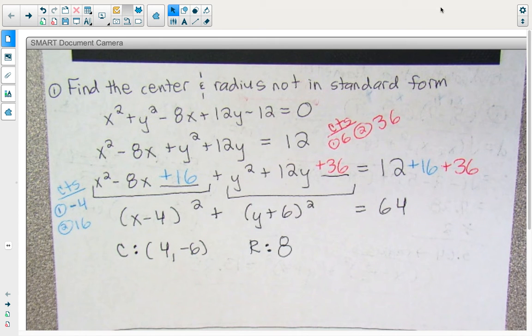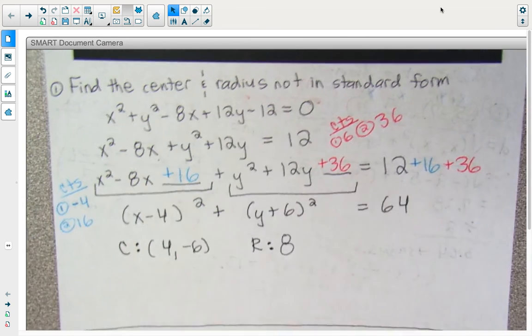We have found the center and the radius, and it was not in standard form. We went through and put it in standard form so that we can easily read off the center and easily read off the radius. All right, let's go through and do another one. So it's not going to be in standard form. We're going to have to repeat this process all over again.